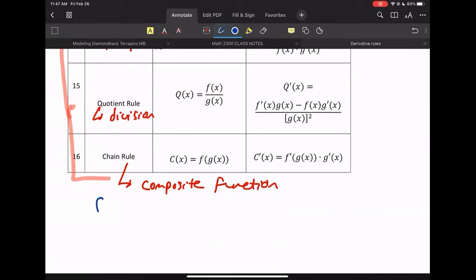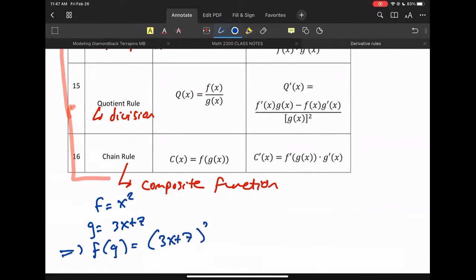So if we had f is x squared and g was, I don't know, 3x plus 7 or something like that, if we plugged g into f, it would be that, right? That's the kind of thing we've been practicing. You take out the x in the f function, put in g. And so this is how we recognize something as being composition.